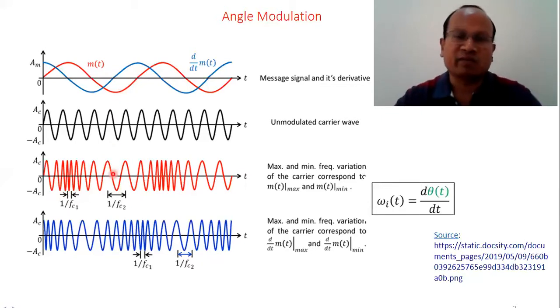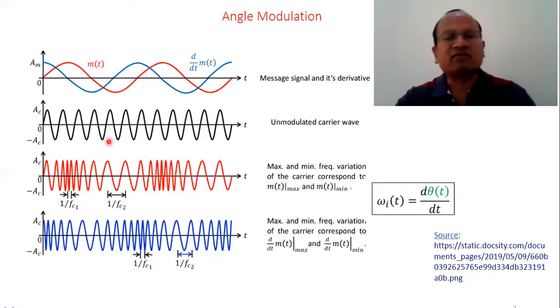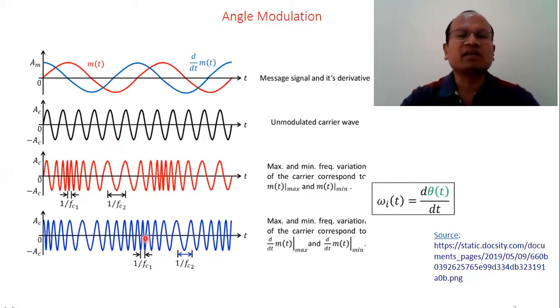Now look at the fourth one, the last diagram. Very carefully, you see here the carrier, the modulating signal, and actually the derivative, which is highlighted in blue color, and this is the output where the carrier is responding to this one.